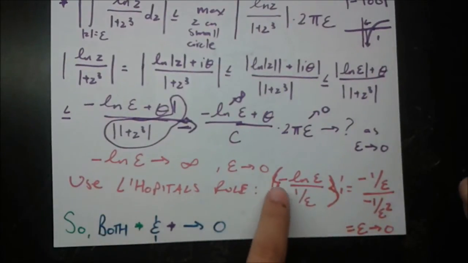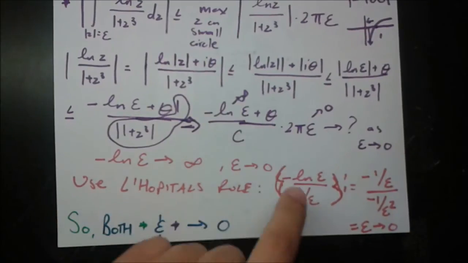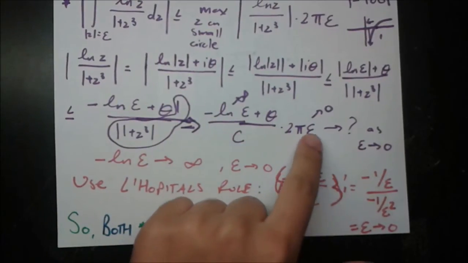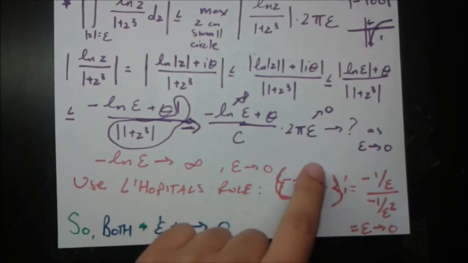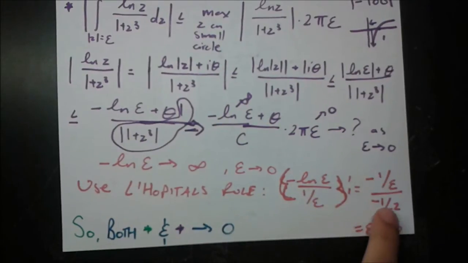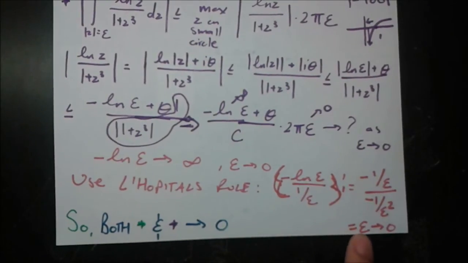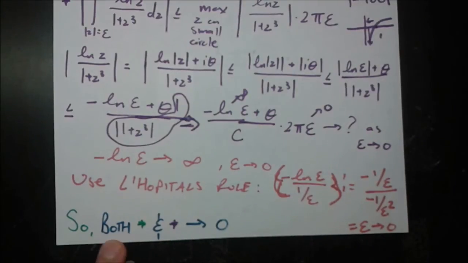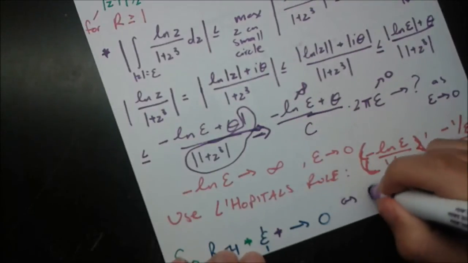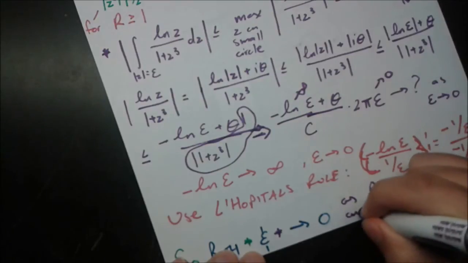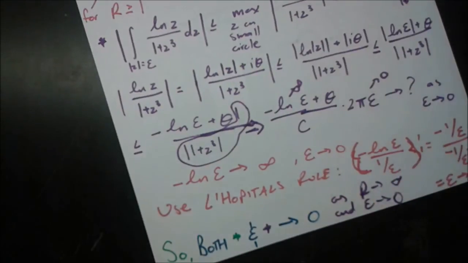Doing that, we take the derivative of the top and the bottom. I've made 1 over epsilon the denominator. I take the derivative of the top and bottom, and I get this expression, which cancels out to just epsilon. Now we take the limit as epsilon approaches 0 of epsilon, which is of course 0. So it's going to be 0 as epsilon approaches 0. The good thing is both the green integral and the purple integral approach 0 as r approaches infinity and epsilon approaches 0, which is exactly what we wanted.